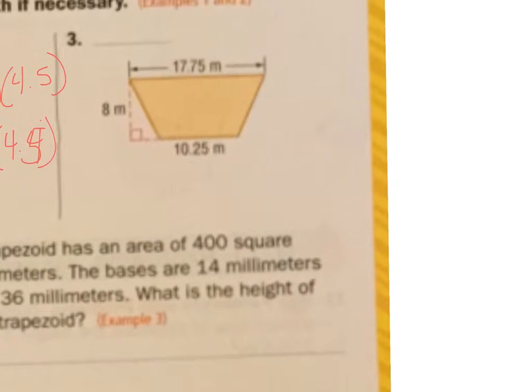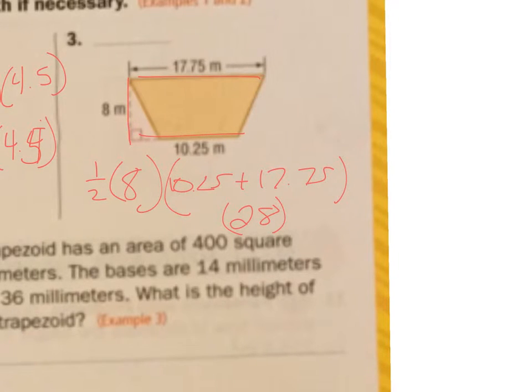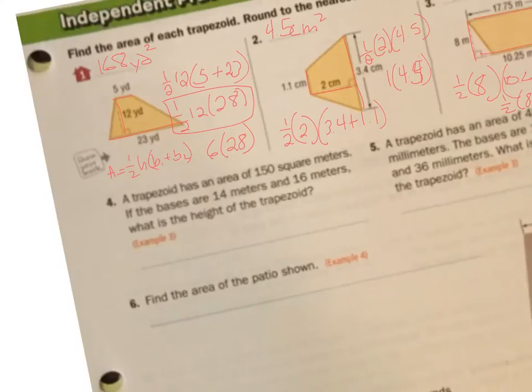Okay, let's do this one. 1/2 times my height, which is here, 8. And then I have to add my two bases together, 10.25 plus 17.75. And when I add those together, I get 28. 1/2 times 8 times 28. So 1/2 times 8 is 4, and 4 times 28 is 112. 112, we're talking about meters, and it's squared. Okay, let's look here.